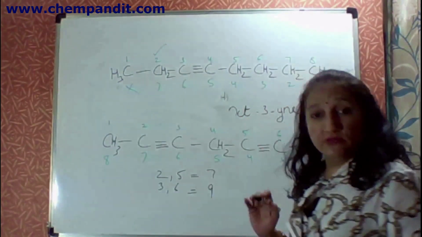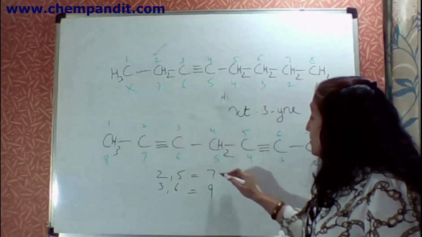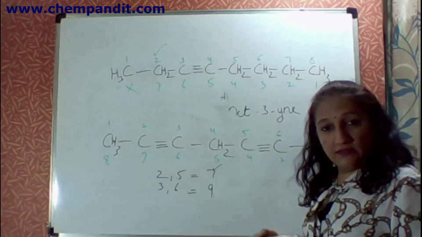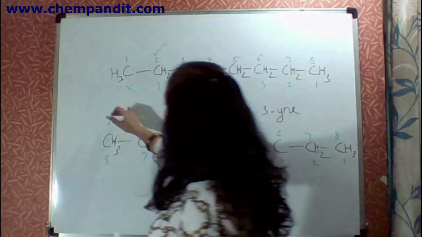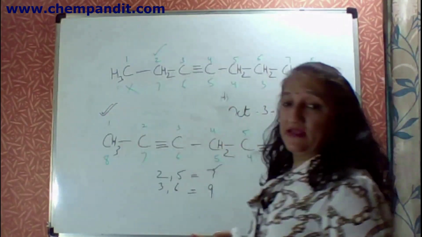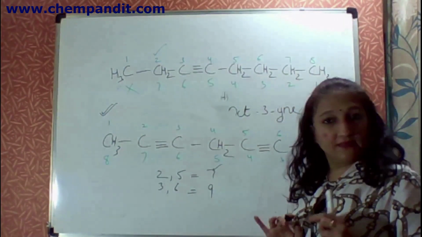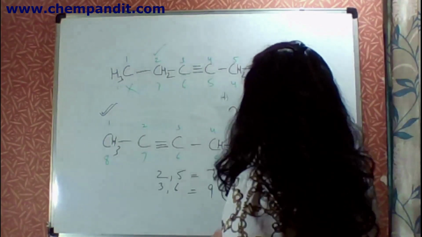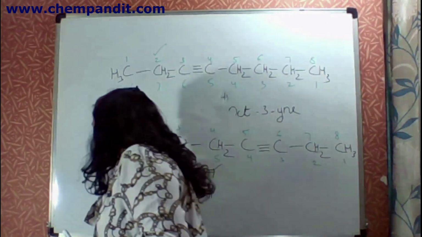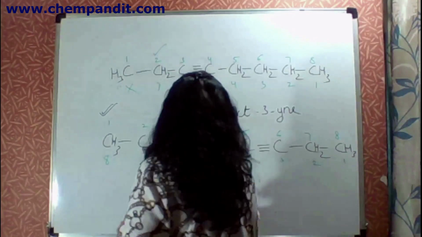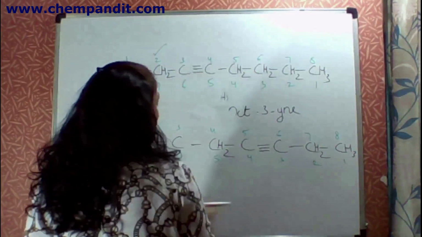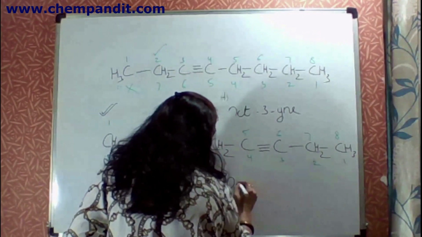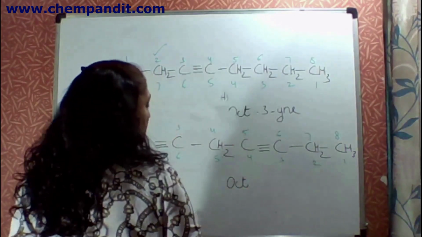So what do we need to take? We need to take the lowest number. Clear? So this means we are going to follow this numbering system from left to right. Am I clear enough? So as per this rule, the name of this compound becomes, there are 8 carbon atoms, so oct is the root word.